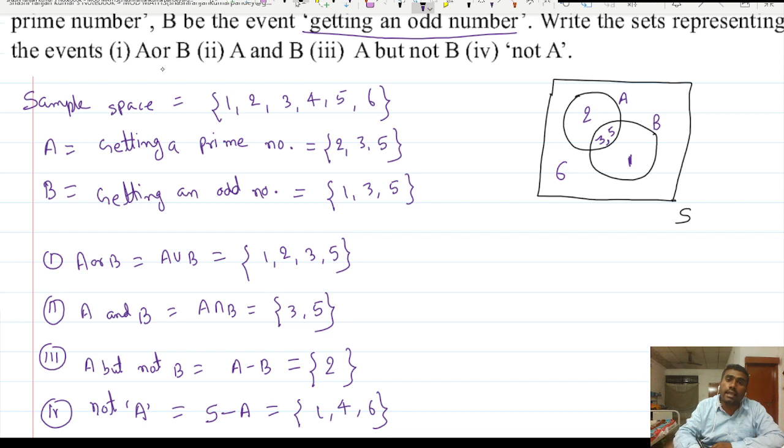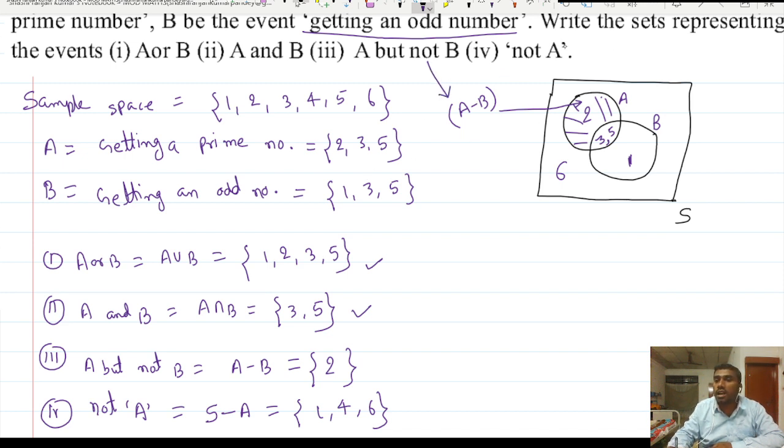So now first is A or B. Clearly you can see here A or B means everything coming in that portion, that is the same as here: 1, 2, 3, 5. A and B is the intersection, that is 3 and 5, you can see. A but not B, right? So only 2. This is the area representing A but not B, or you can write A minus B. It is the same as A but not B in this case.